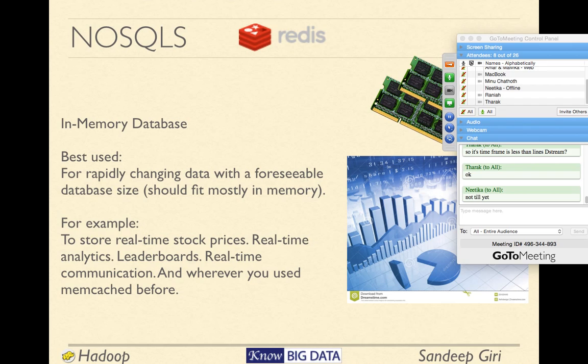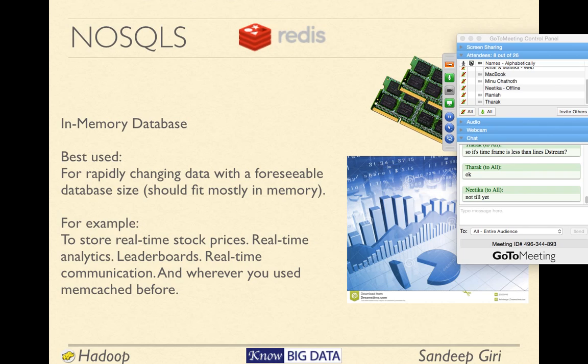So there is a database called Redis. Redis is an in-memory database, meaning that although the data is stored onto the disk as well, the whole data is always loaded into the memory.